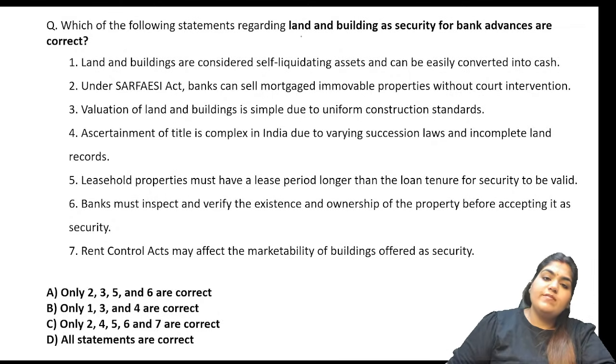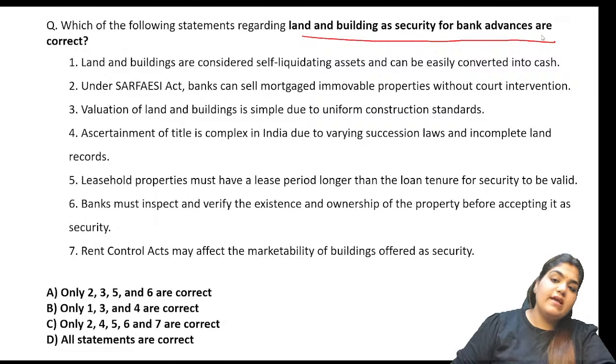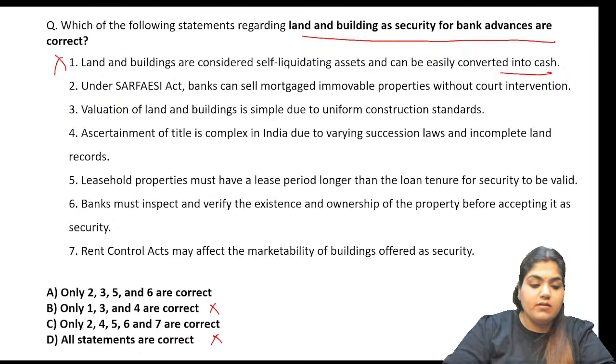Which of the following statements regarding land and buildings as security for bank advance are correct? Lands and buildings are not self-liquidating assets. They cannot be converted into cash easily. The moment statement number 1 gets incorrect, we eliminate B and D.